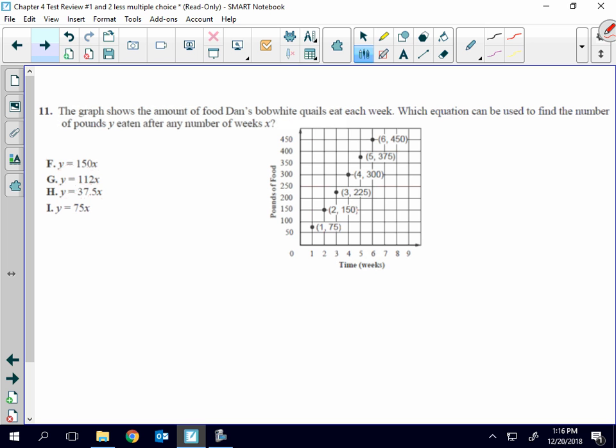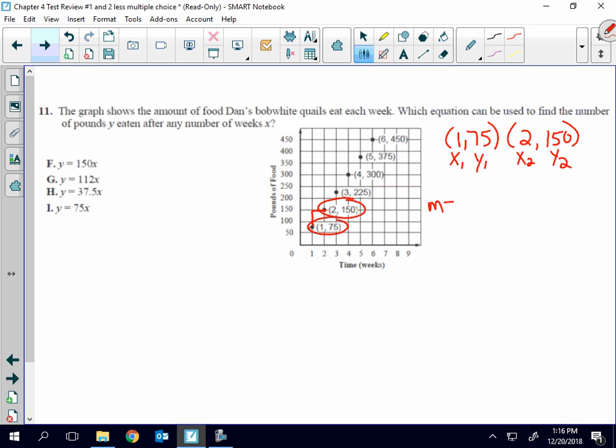The slope can be found many ways. You can do rise over run. I'm going to do it this time using the first 2 points. So the first point is 1, 75. Second point is 2, 150. I'm going to label these. This is x1 and y1 because it's my first point. And then this is x2, y2 because it's my second point.